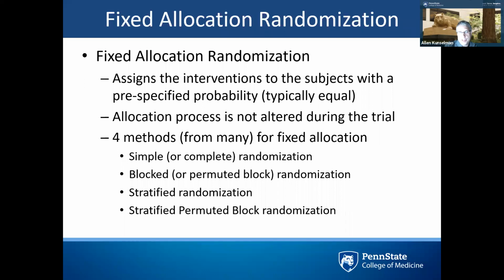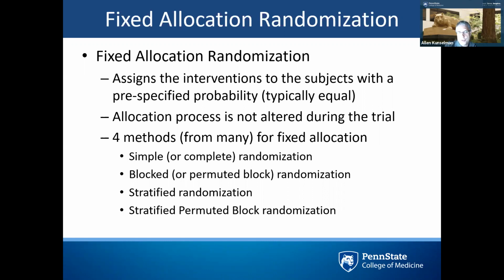Fixed allocation is probably the most common, and probably the one you've heard about the most. It assigns the interventions to subjects with a pre-specified probability, and it's typically equal. So for example, if you're trying to design a trial with two independent groups, you probably have it where 50% of the people get assigned treatment A and 50% get treatment B. The reason it's fixed is because the allocation process is not altered during the trial. That means with two treatments, that 50-50 choice is maintained throughout the entire trial.